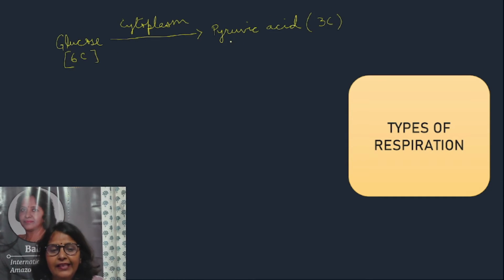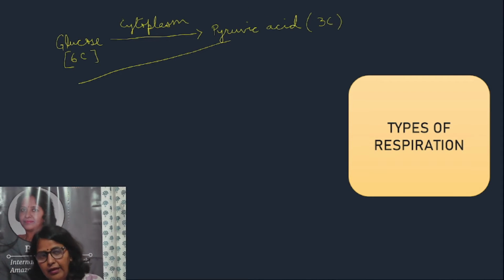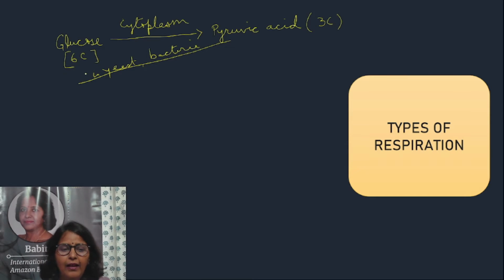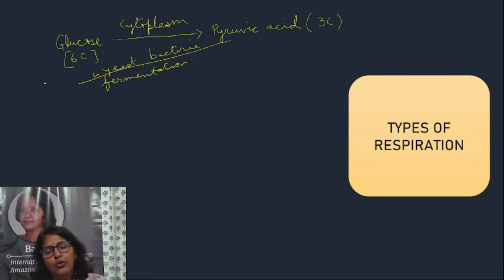Now this pyruvic acid undergoes the 3 different things that we studied. If there is an absence of oxygen, what will happen? If a little amount of oxygen is there, what will happen and where will it happen? And if enough oxygen is there, what is going to happen? So if no oxygen is there, it takes place in yeast and some bacteria, and the process is known as fermentation. This fermentation process is used in making alcohols and beverages, and in the bread industry also. Because it is incomplete, no oxygen is there.